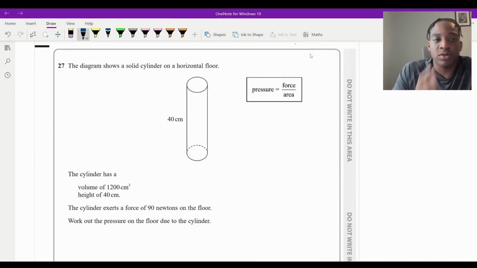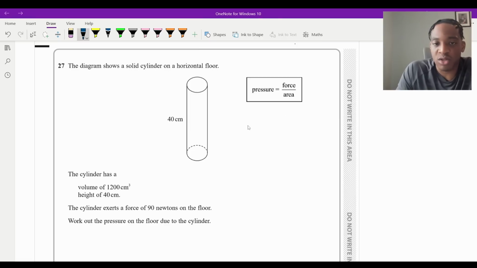Okay, so question 27 says, the diagram shows a solid cylinder on a horizontal floor. The cylinder has a volume of 1,200 centimeters cubed, and the height of the cylinder is 40 centimeters. The cylinder exerts a force of 90 newtons on the floor, and we need to work out the pressure on the floor due to the cylinder. And they've given us the formula for pressure. It's equal to the force divided by the area.